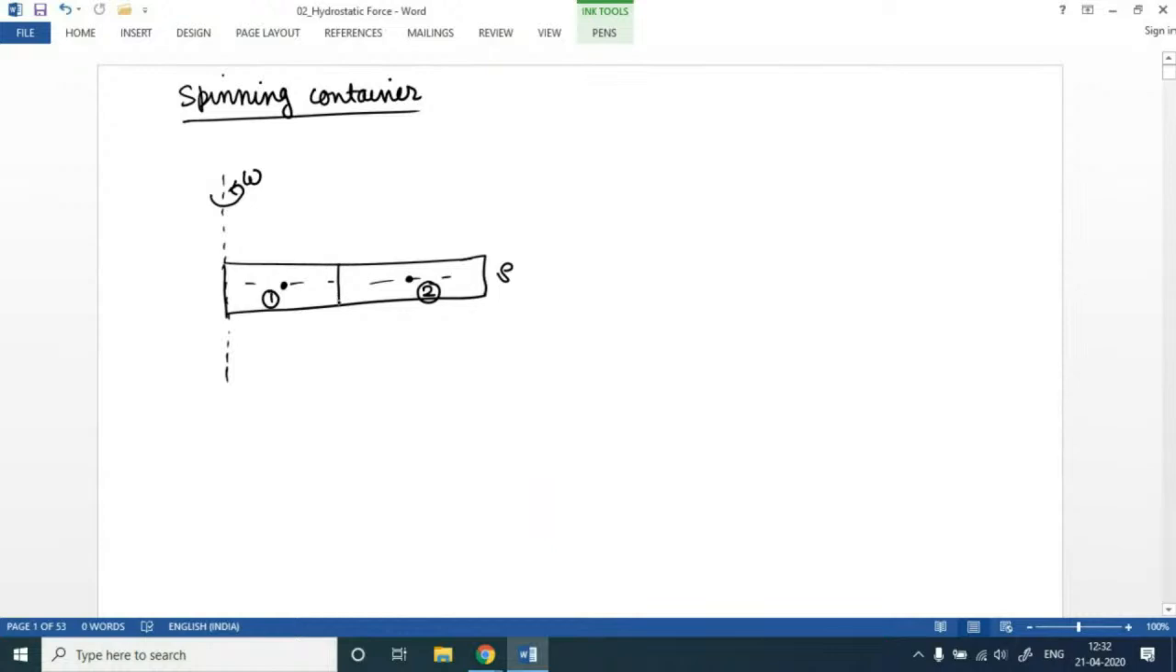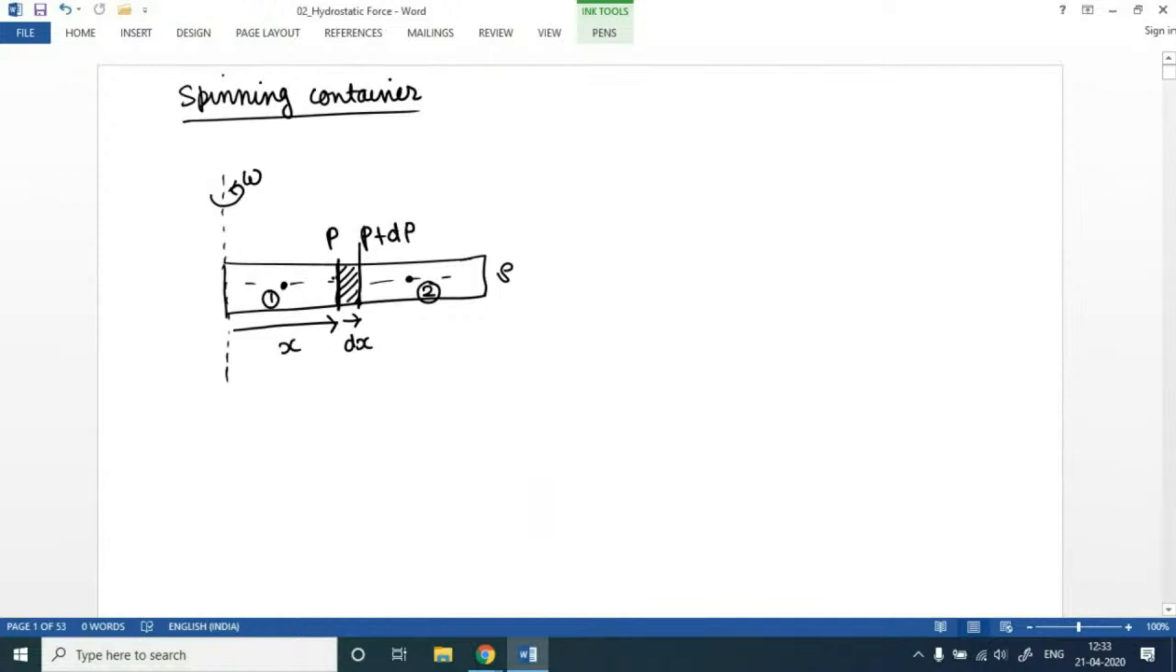For that, let's take an element of liquid over here. Let's say this element is at distance x, and the small extension in x is dx. So the width of this element is dx, and let's say it is of uniform cross section, so its area is A. The pressure at this interface is P, and the pressure at the other interface is P plus dP, as P is a function of x.